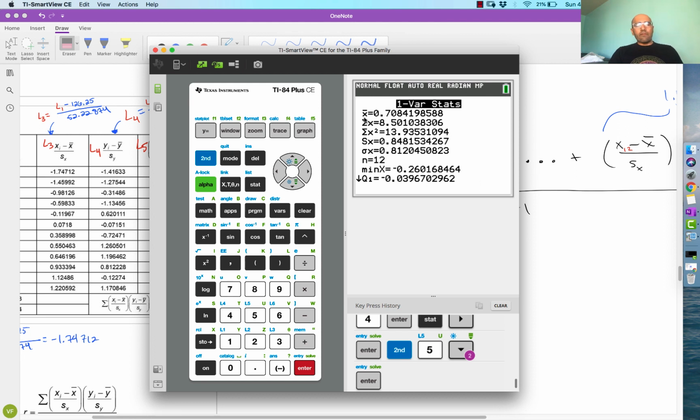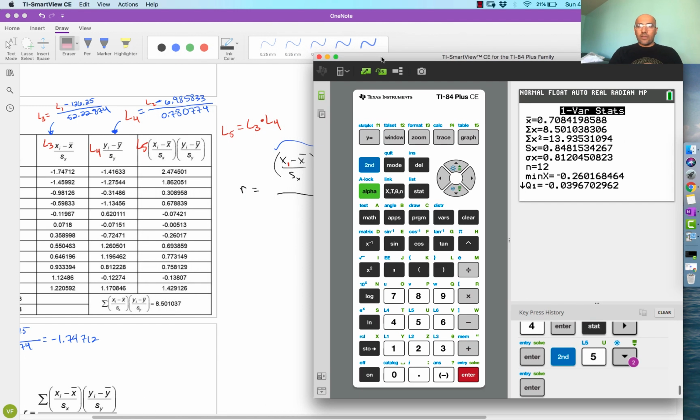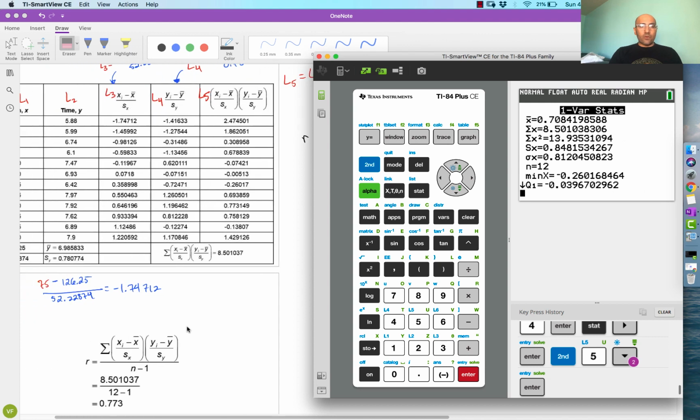This gives you the mean of the values in list 5. That's not what we want here. This gives you the standard deviation of the values in list 5, which again, we don't want in this case. We want the sum of all those values, the sum of those entries, which is this number, 8.50103. Okay, so then that is this number right here. So the table already gives you that result. The sum of all of these guys is this. And once we have that, we're home free. All we have to do is divide by n minus 1.